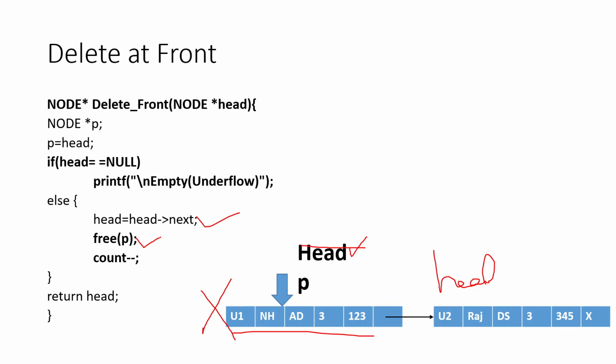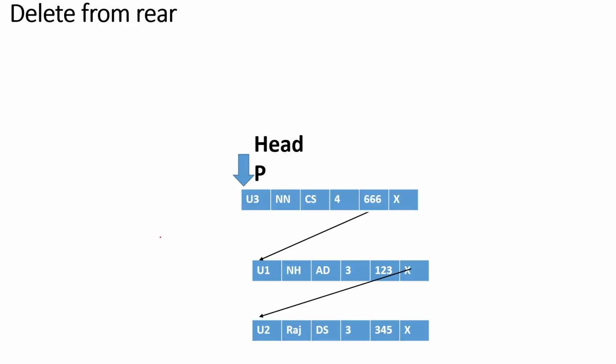Suppose head is null, nothing is there to delete, it is underflow. If head is not null, then you have to move that head to the next place, and using free you have to remove the current node to be deleted. Now delete from the array.